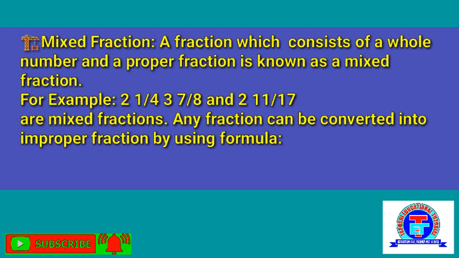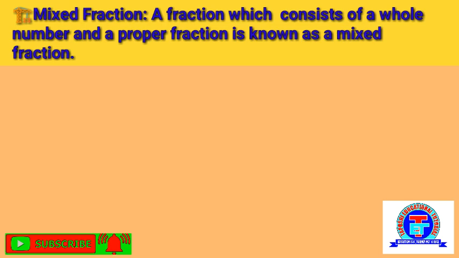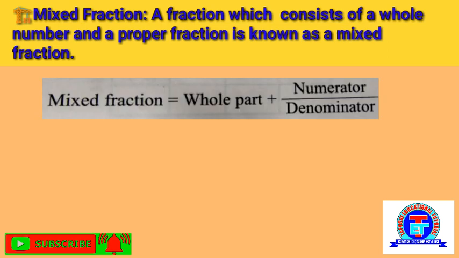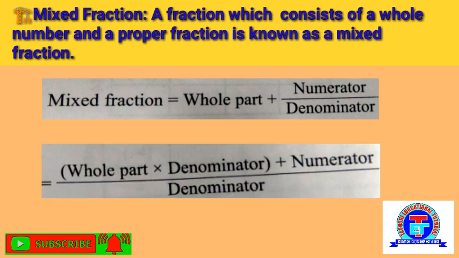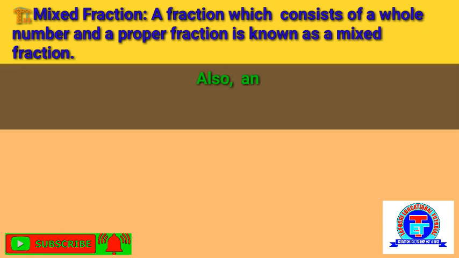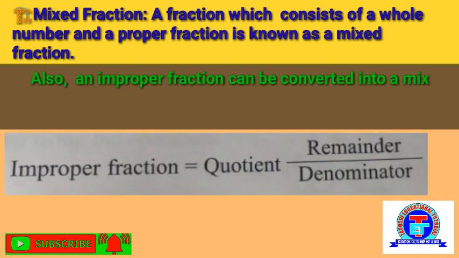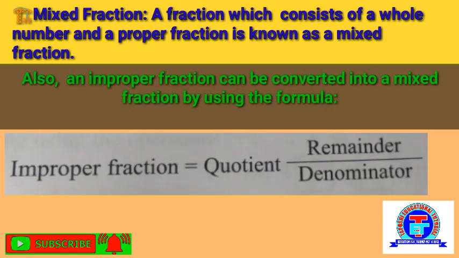Any mixed fraction can be converted into an improper fraction by using the formula. Here we write mixed fraction is equal to whole part plus numerator by denominator, which is equal to, we can write, whole part into denominator plus numerator, all by denominator. Also an improper fraction can be converted into a mixed fraction by using a formula: improper fraction is equal to quotient, remainder by denominator, right?